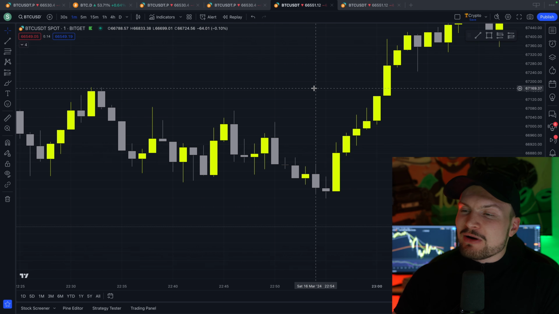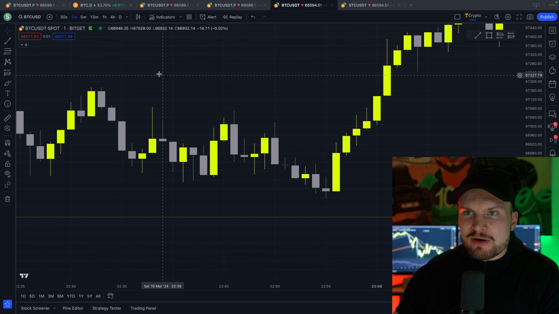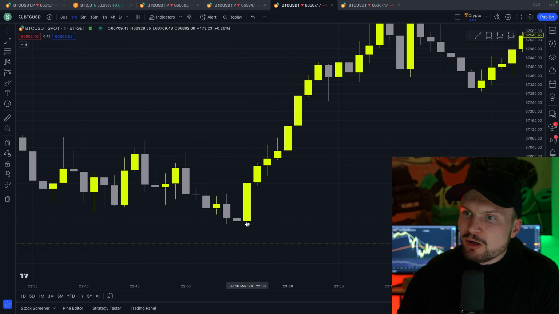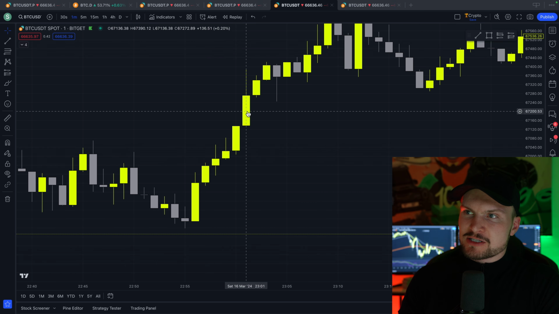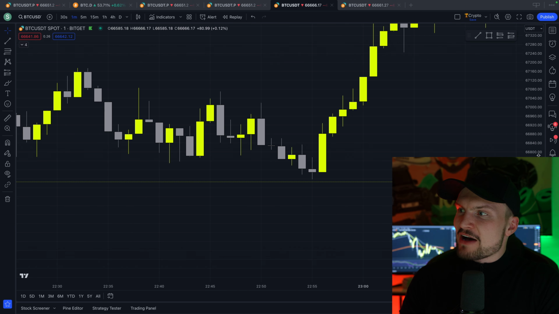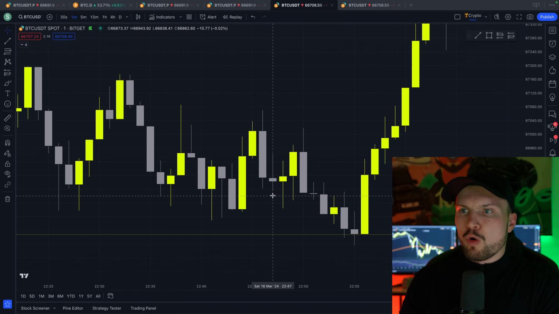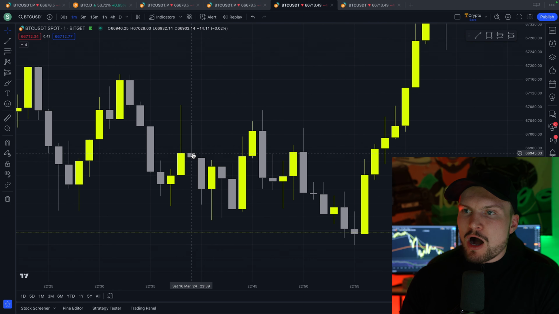Now, I will make a very long, dedicated advanced video also about this. So in this video, I only want to cover the basics. So just remember this. These here are normal momentum candles. Yellow is bullish, gray is bearish. Also, candles, like I said, which have no body, such as, for example, this one here, or this one here, or this one here. These here are dojis.